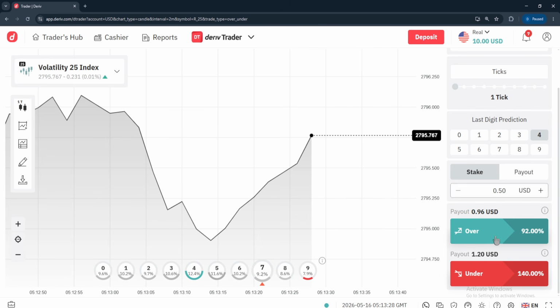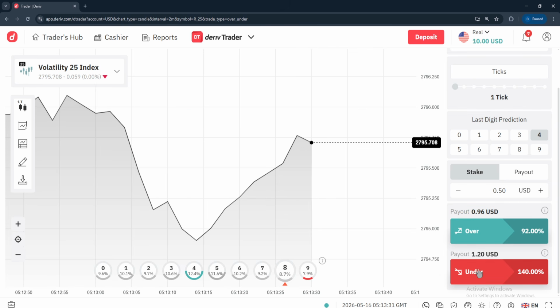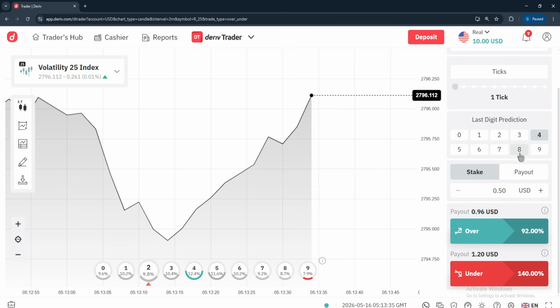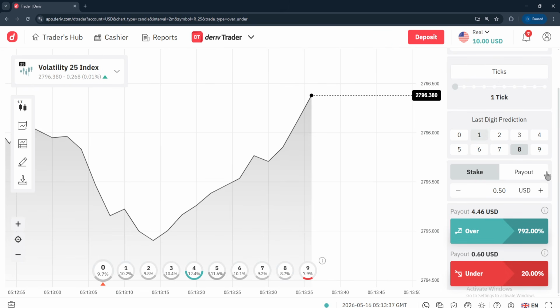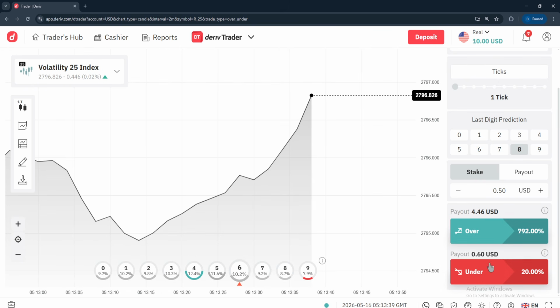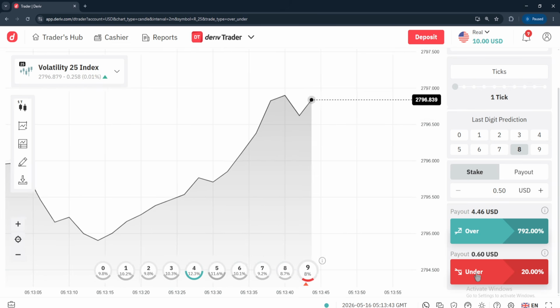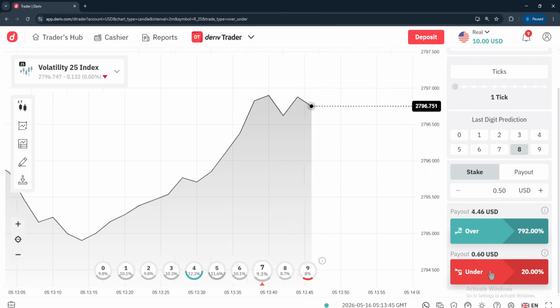Okay. Yeah, so let us see. I'll be able to illustrate this right now. Always ensure you come here and change the last digit prediction, because if you end up trading the wrong digit, it can become quite painful for you. So every time the ticker touches 8, you are pressing under. Again, I've said it can be quite risky.